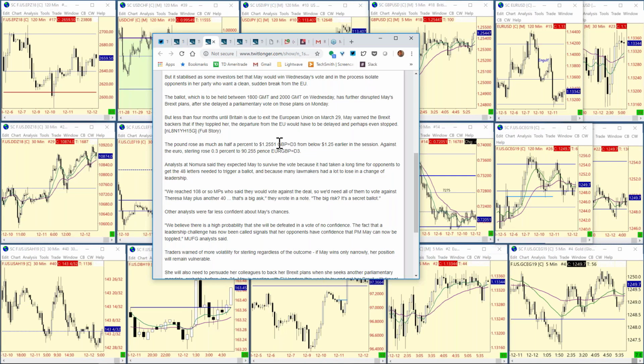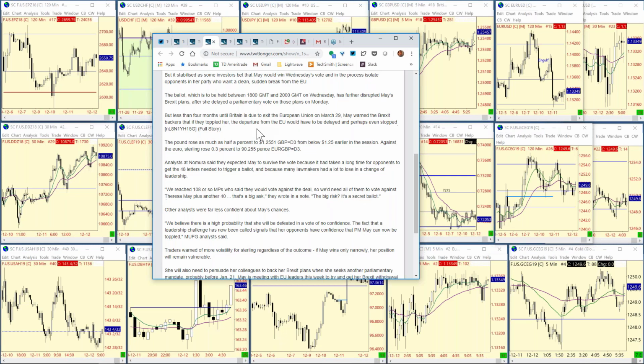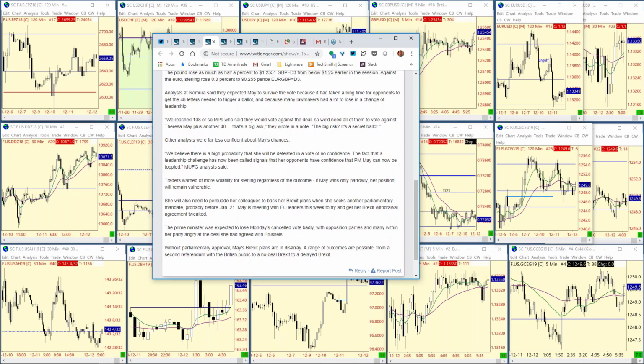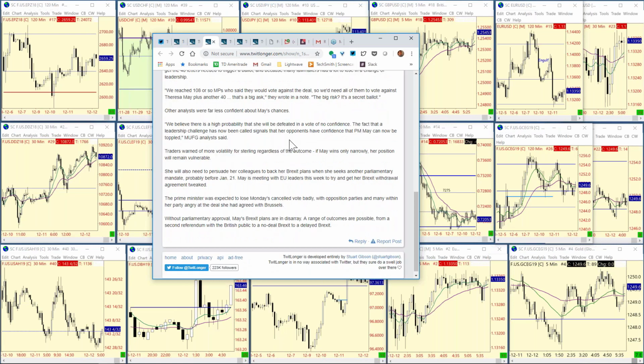Analysts at Nomura said they expected May to survive the vote because it had taken a long time for opponents to get the 48 letters needed to trigger a ballot, and because many lawmakers had a lot to lose in a change of leadership. We had reached 108 or so MPs who said they would vote against the deal, so we need all of them to vote against Theresa May plus another 40. That's a big risk, they wrote in a note. The big risk, it's a secret ballot. Other analysts were far less confident about May's chances. We believe there's a high probability she could be defeated in a vote of no confidence.